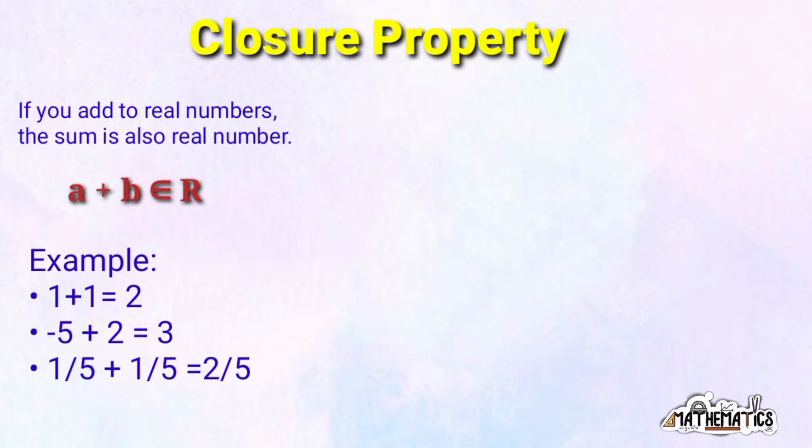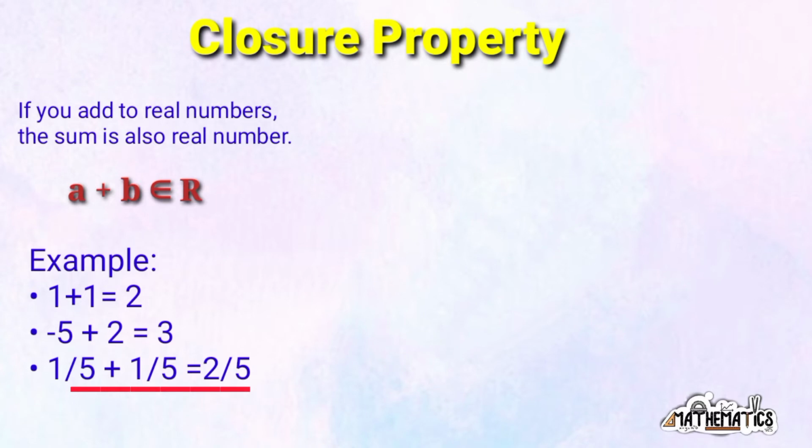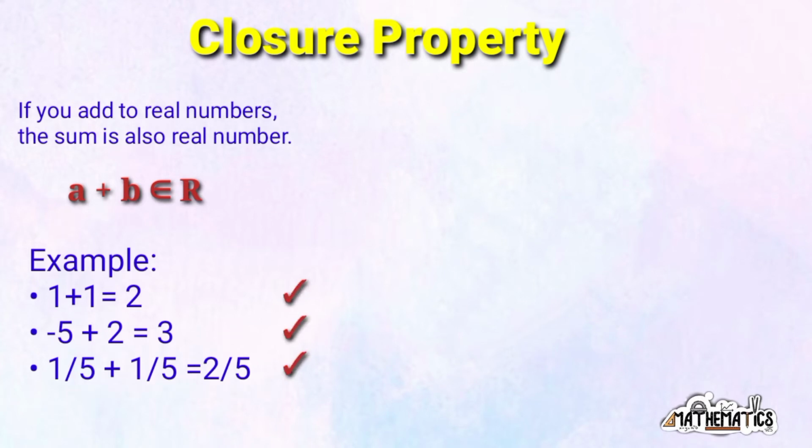Next is 1/5 plus 1/5 is equal to 2/5. Since a fraction is also an element of the real numbers, if you add another fraction, it will be equal to another fraction which is a real number. Therefore, these 3 examples satisfy the closure property.